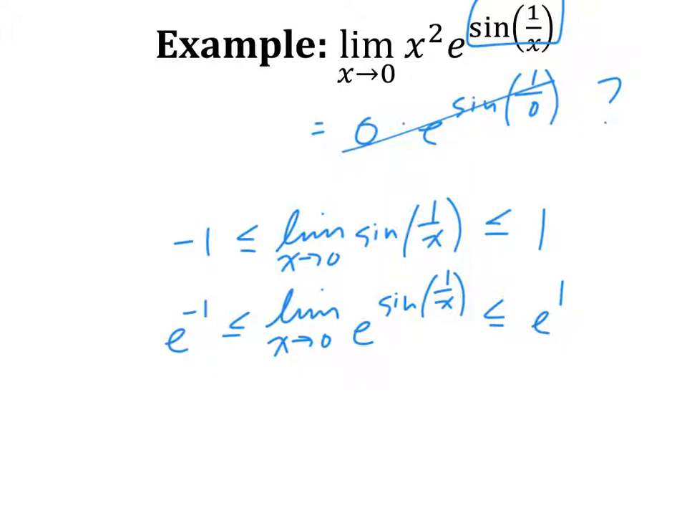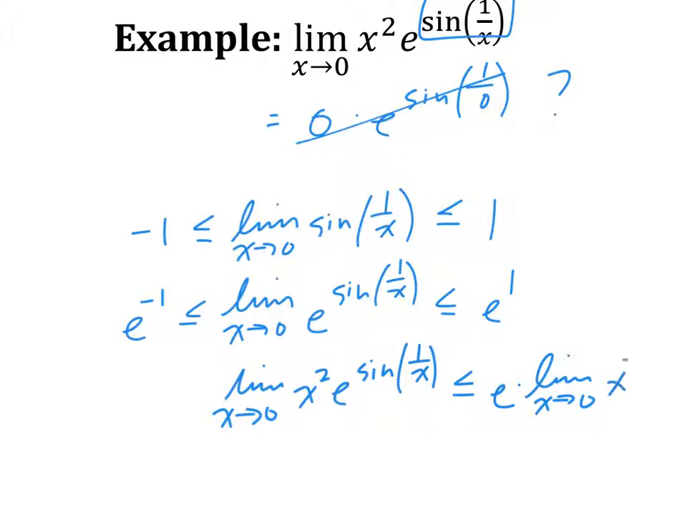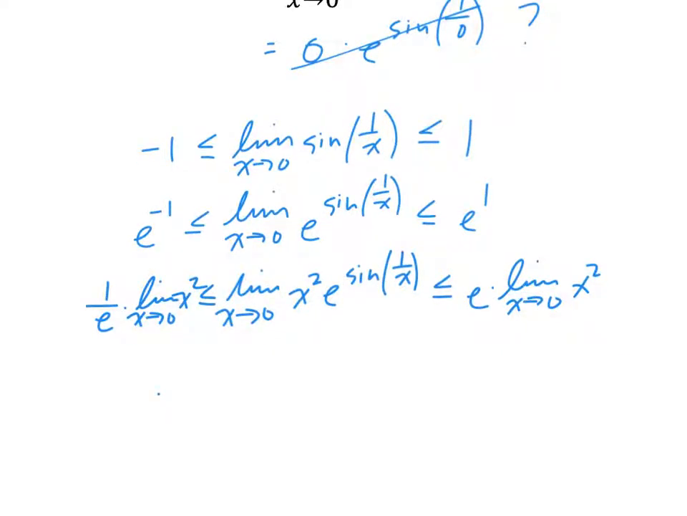Multiply by x squared. So limit as x goes to 0 of x squared e to the sine of 1 over x is less than or equal to e times the limit as x goes to 0 of x squared, and same thing on the other side: 1 over e times the limit as x goes to 0 of x squared. All right, what do my two sides go to? 0. So then what is the limit? 0.